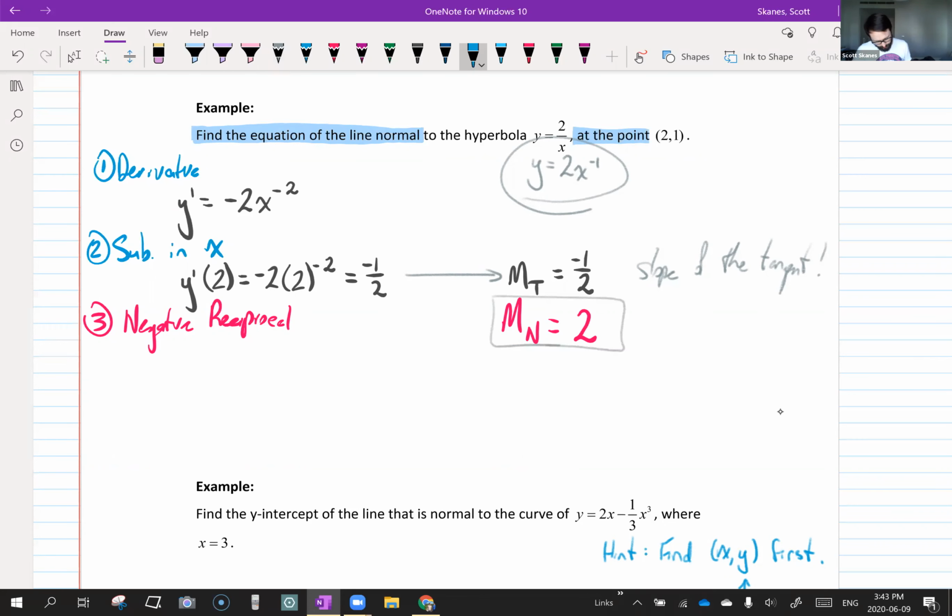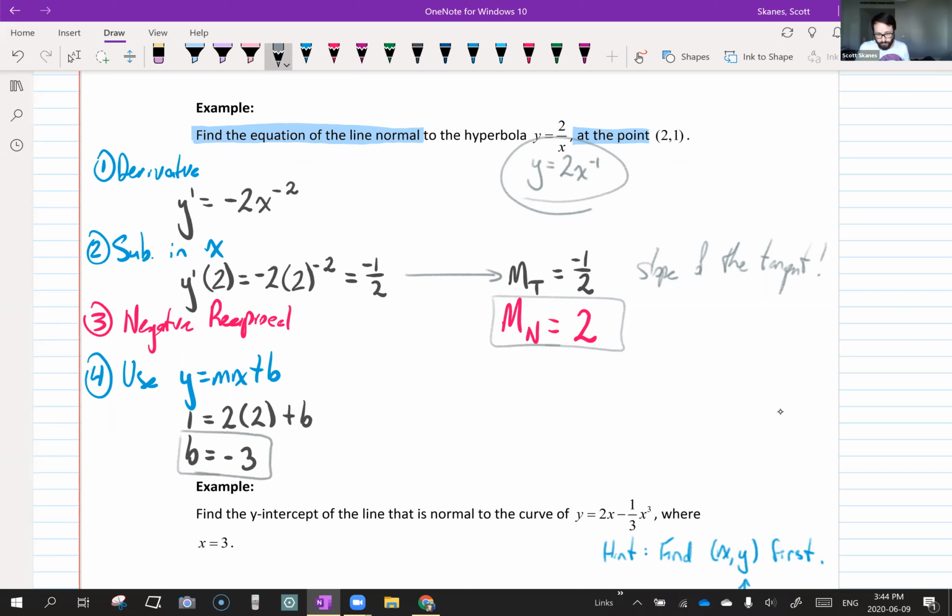So our fourth step, use y equals mx plus b. I need to put my y value in, my m value in, my x value in. So my y is 1, my m is 2, my x value is also 2. I'm solving for b. This is 1 equals 4 plus b, so this must be negative 3. Thank you, Mohammed. I think negative, yeah.